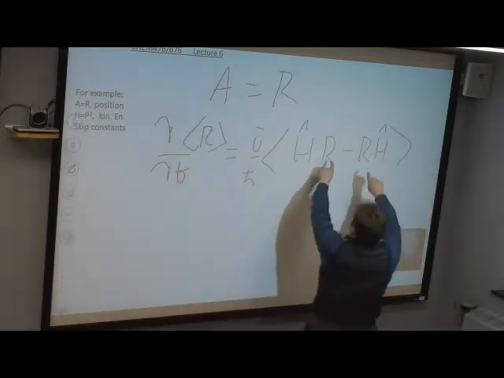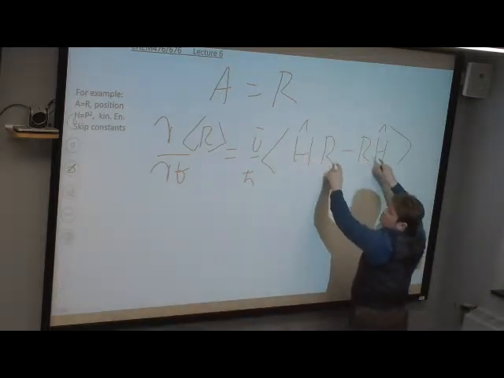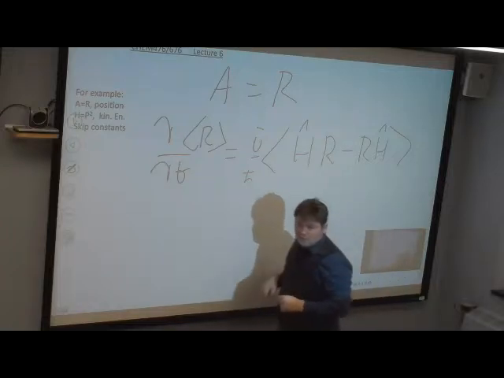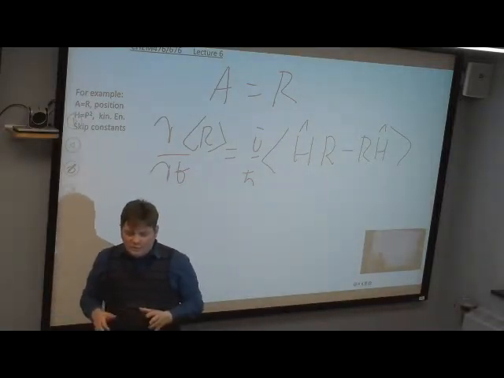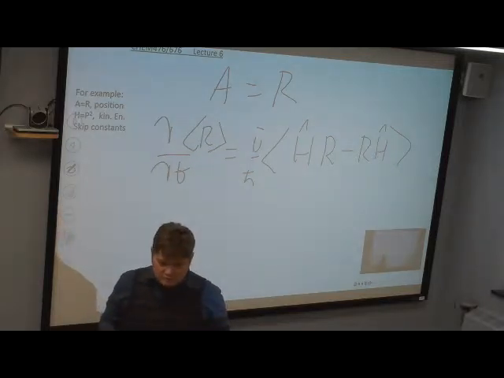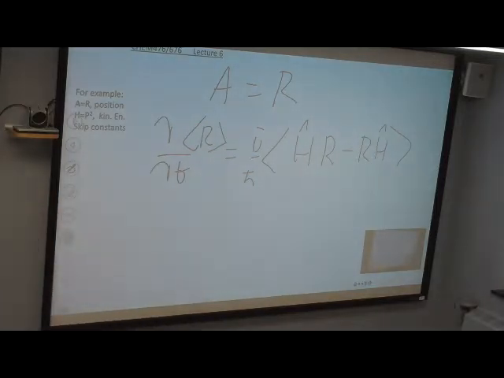So commute operator R with the Hamiltonian. It is very general. It is a replacement of the Schrödinger equation by the Heisenberg equation of motion. And then we need to commute, to multiply the Hamiltonian by position and position by the Hamiltonian.